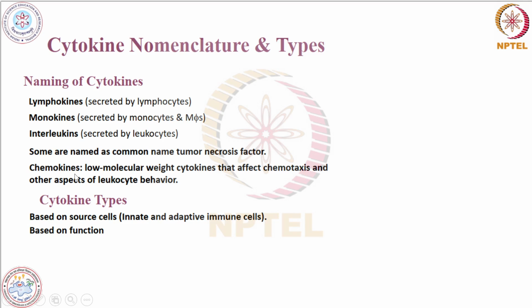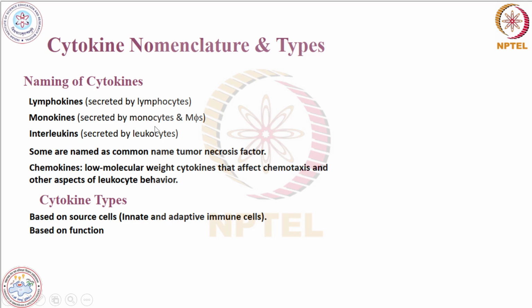So what are these lymphokines, these lymphocytes? There are T lymphocytes and B lymphocytes. If a cytokine is produced from a B or T lymphocyte, its name will be lymphokine.